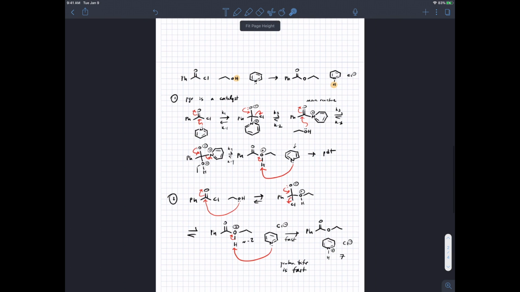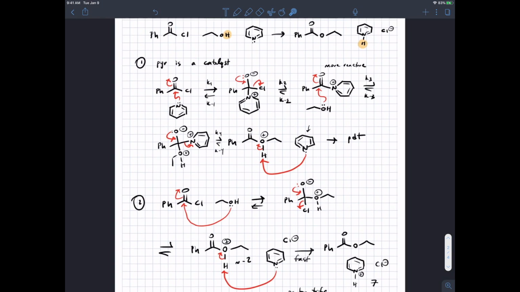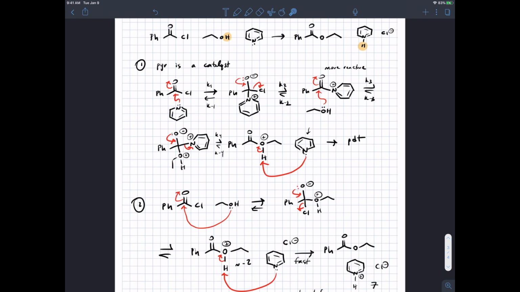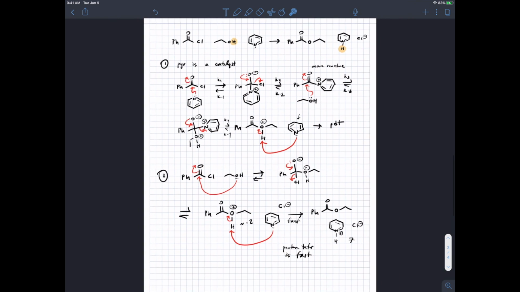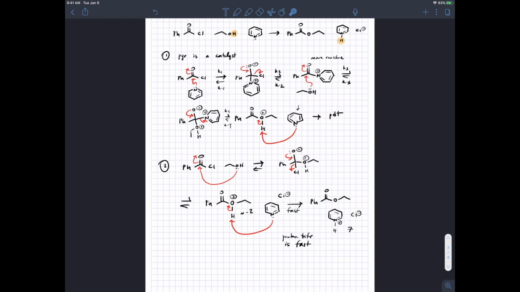I think that's a reasonable alternative. But if pyridine is only involved in proton transfer, that step is going to be fast, and my guess is it's not rate limiting, so it doesn't appear in the rate law. Right. Okay, so let's look at these two scenarios. With the first one, what do you think the rate determining step is? And to do this, just think about stabilities of intermediates and products.